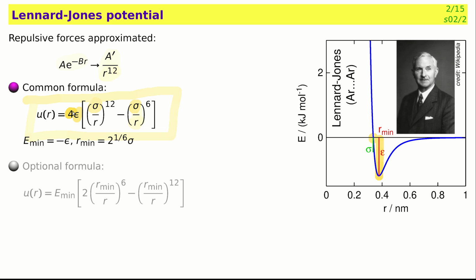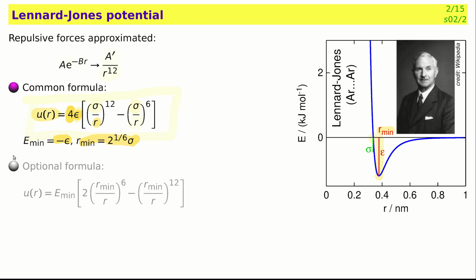Why is 4 here? Well, you can try it by yourself. What you need to do is to calculate the distance of the minimum potential. That is to take a derivative of this. This derivative then equals 0 at the minimum. From this we calculate the distance, and we'll find that the minimum distance is the 6th root of 2 times this sigma. And by back substitution we'll find that the minimum of this potential is minus epsilon, and that's why we have the number 4.